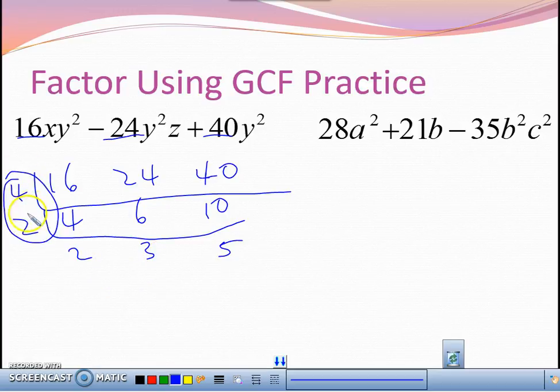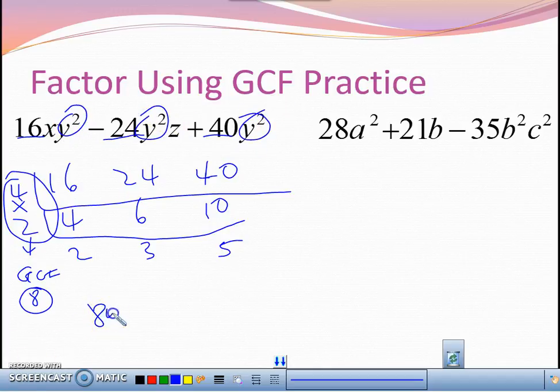So you just circle these two and multiply these two. And when you multiply them, that's always your GCF. So the GCF is 4 by 2, which is 8. So GCF for the number is 8. And then you have x, y squared, z, and y squared. What do they have in common? They have y squared in common. So y squared will be your GCF for the variables. And then once you do that, you put parentheses around, and then you take this GCF and divide into each one.